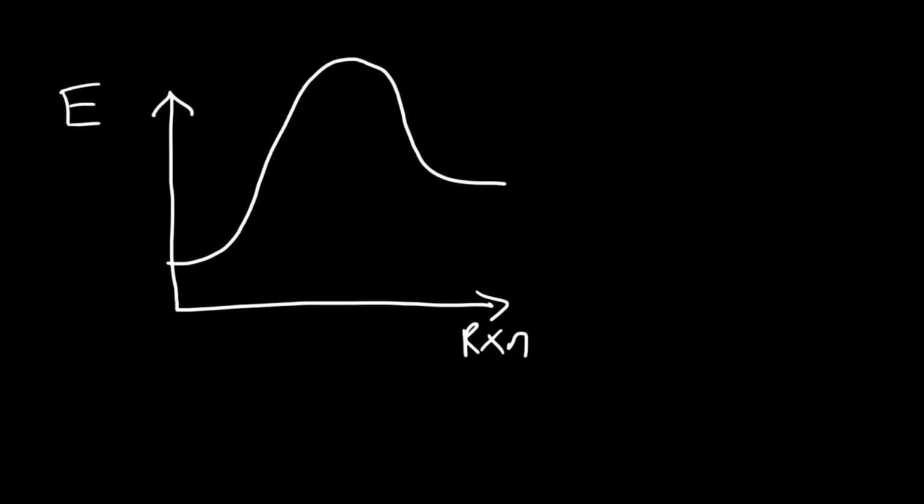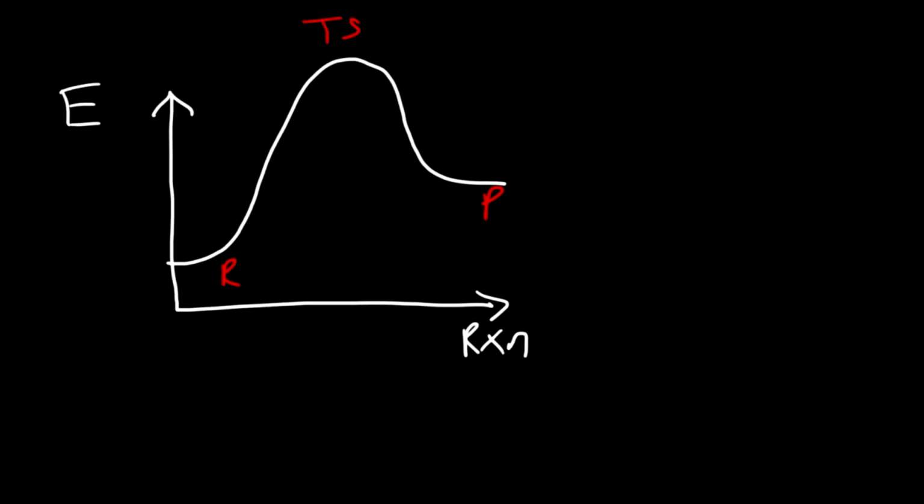Now this leads us into energy diagrams. So on the y-axis is the energy of the system. On the x-axis is going to be the reaction coordinate. Here we have the reactants, and here we have the products. The top is the transition state, also known as the activated complex.